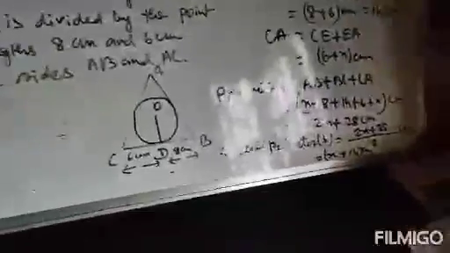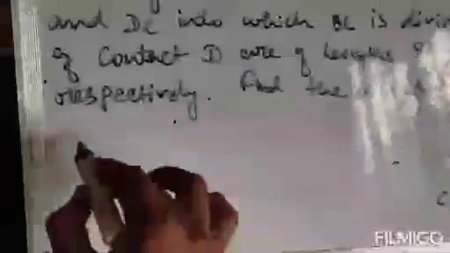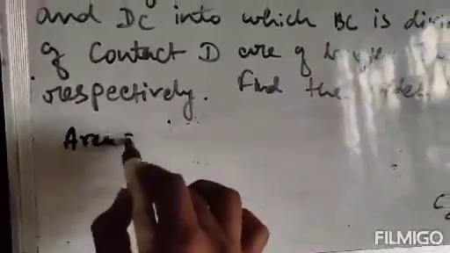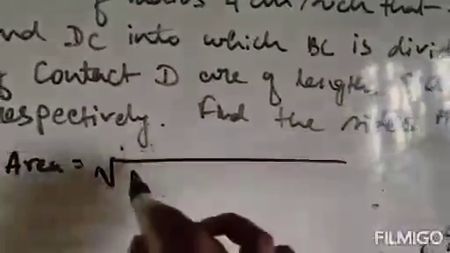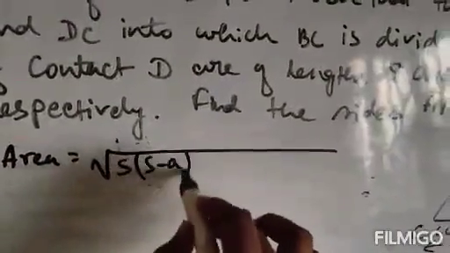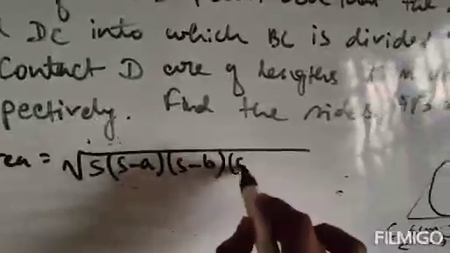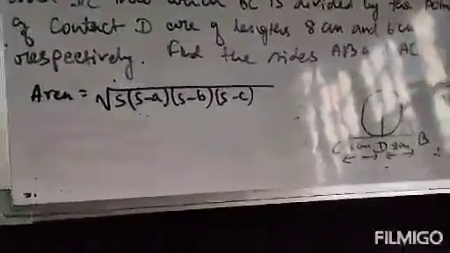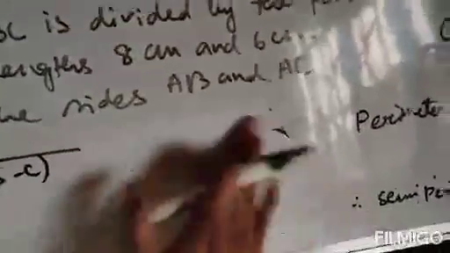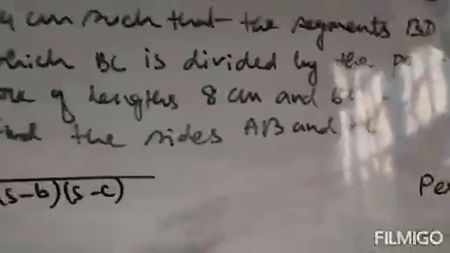Now find out the area. We have a formula for finding the area of a triangle, which is equal to the square root of S into S minus A, S minus B, S minus C, where S is the semi perimeter and A, B, C are the three sides of a triangle. Clear? I am going to erase this diagram because we don't need it anymore, so that I can use this space.